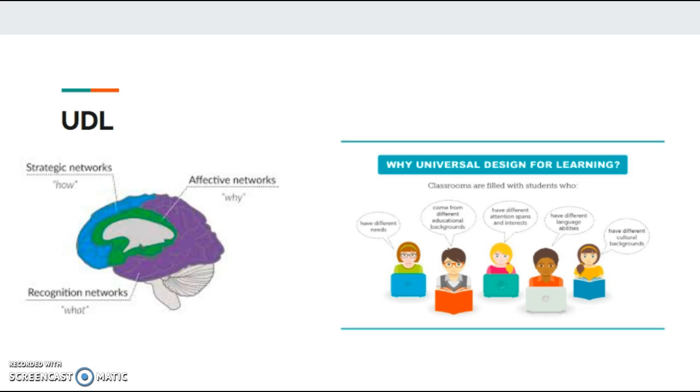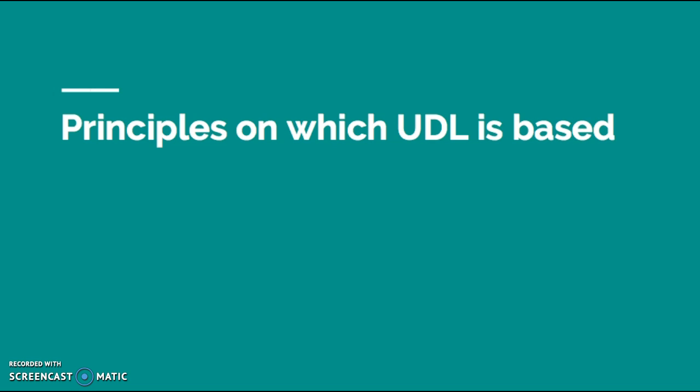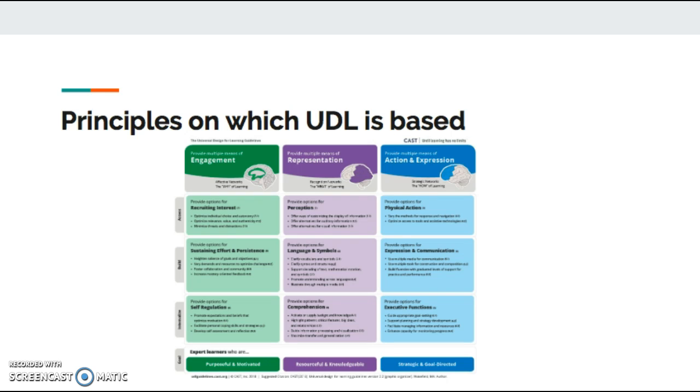As previously shared, there are three principles in which UDL is rooted in: engagement, representation, and action and expression. The purpose of the engagement principle is to play the key role in learner engagement. This is vital for learning.